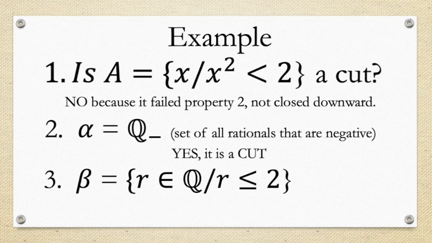What about this set? Let beta be the set of all rationals r in Q such that r is less than or equal to 2. Is this a cut? No, it is not a cut. It fails property number 3. It has a biggest member. So again, we have to remember, for a set to be a cut, it has to satisfy the 3 properties. It has to be non-trivial, it must be closed downwards, and there is no largest member. In the construction of real numbers, our focus will be on sets that are cuts. This set will be the set of all real numbers. So let's proceed and continue on the construction of real numbers.